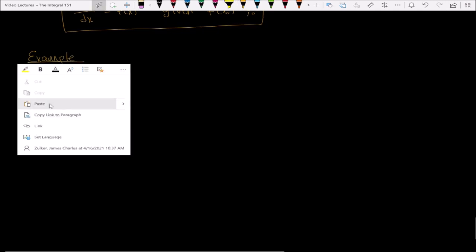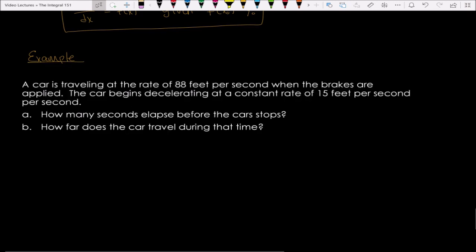As an example of an initial value problem, let's go ahead and take a look here. A car is traveling at the rate of 88 feet per second when the brakes are applied. The car begins decelerating at a constant rate of 15 feet per second. We want to determine how many seconds elapse before the car stops, and then determine how far the car traveled during that time.